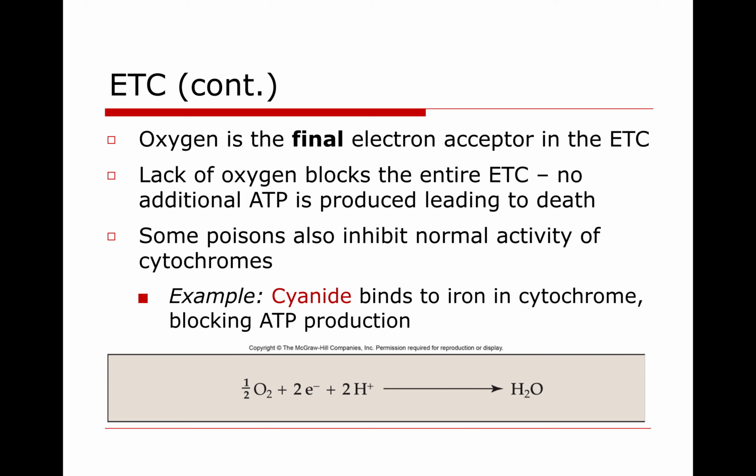No additional ATP is produced, leading to death. Some poisons also inhibit the activity of cytochromes. So cyanide binds to the iron in cytochromes, which doesn't allow them to pass the hot potato either, or the hot electron. So it blocks ATP production as well, and that's how you die from cyanide.